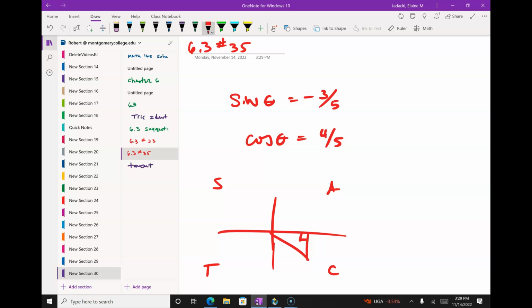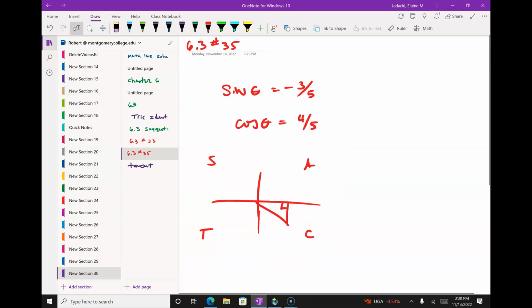Right? Sine is a y value, so if it's negative, it's underground. And cosine is an x value, so it's to the right. Right? I'm pointing to the left for me, but it's to the right for you. Right? So I know I'm over here.